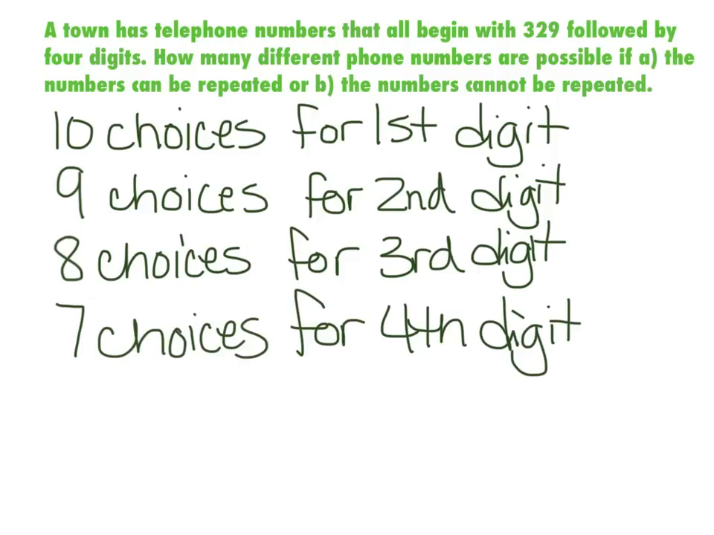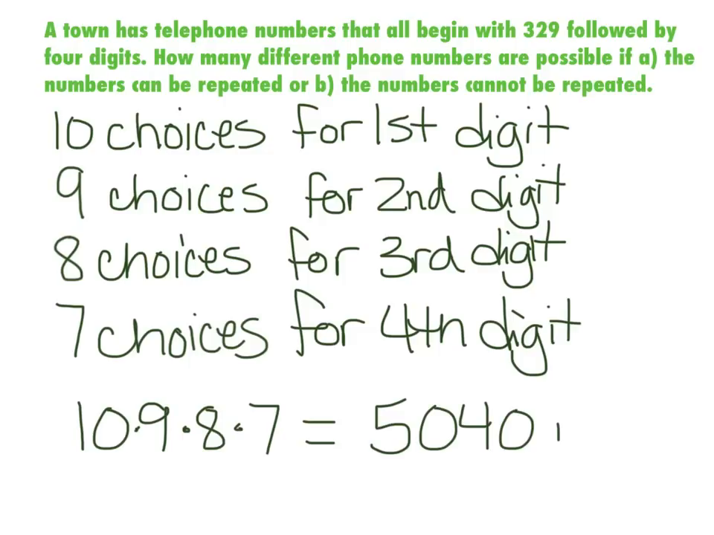So what that means is we're going to multiply 10 times 9 times 8 times 7. And when you do that, you'll get 5,040 phone numbers. And I don't know why you couldn't repeat numbers in a phone number, but maybe they had a law. I don't know.